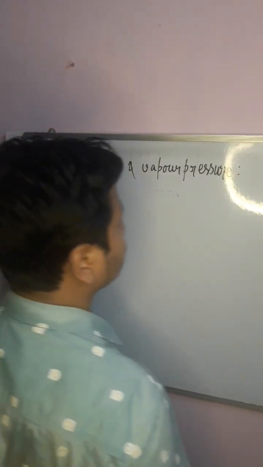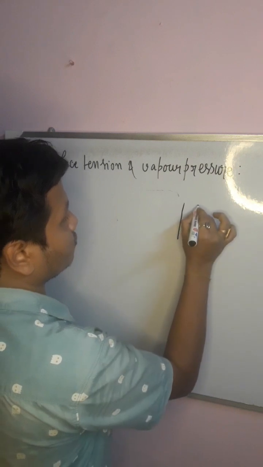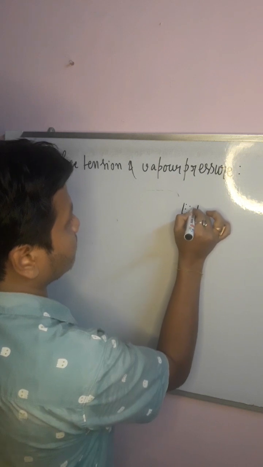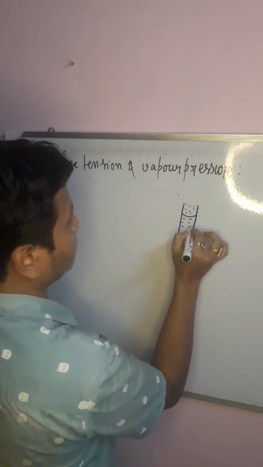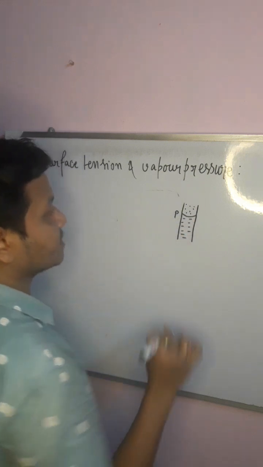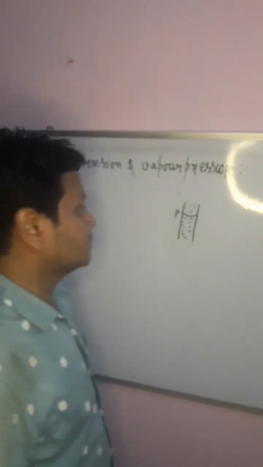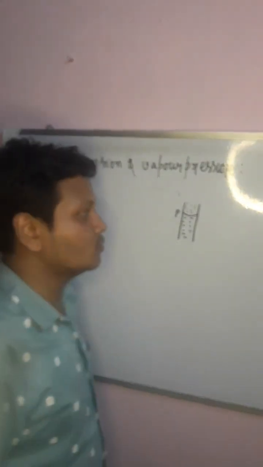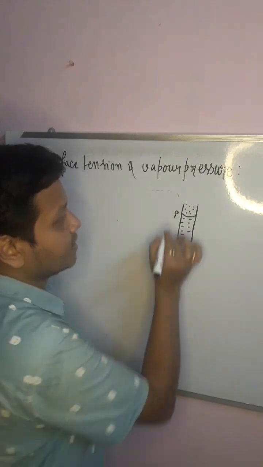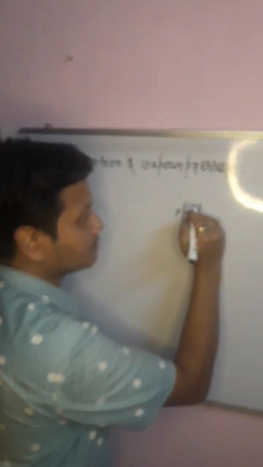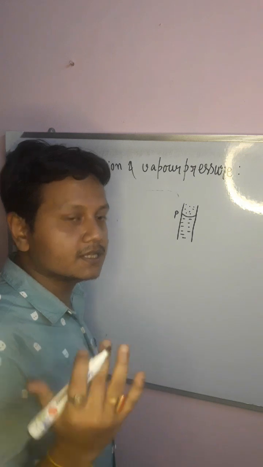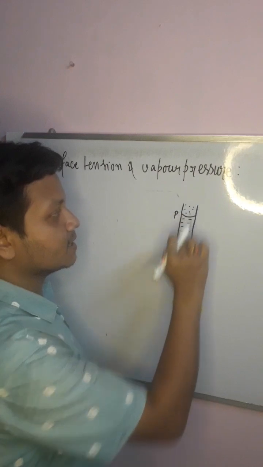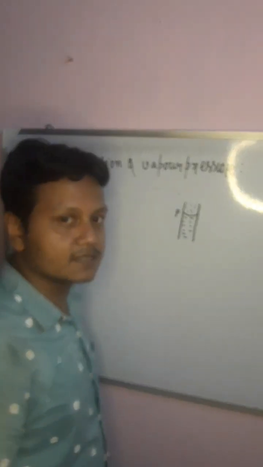Now as I told earlier, we draw it again. This is the concave meniscus, and this is the vapor and this is the liquid. We take this point as P. We draw a small portion. Now you can say that the pressure just above the concave surface is different than the pressure below the concave surface. Obviously in the upper side there is vapor and in the lower side there is liquid.